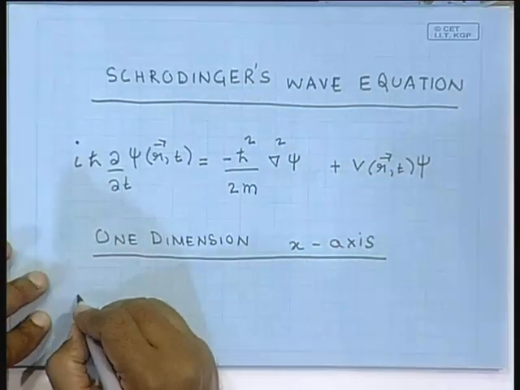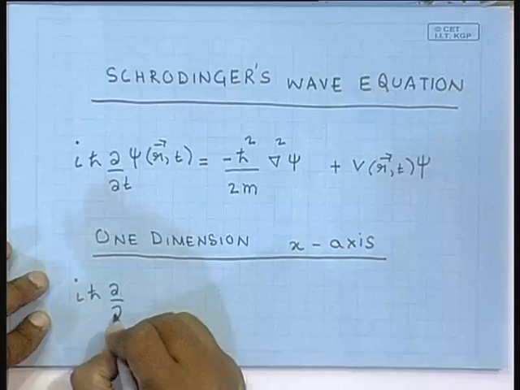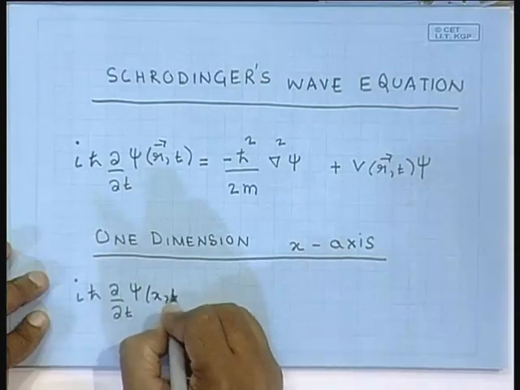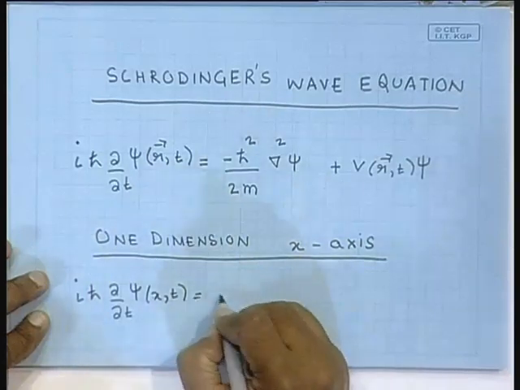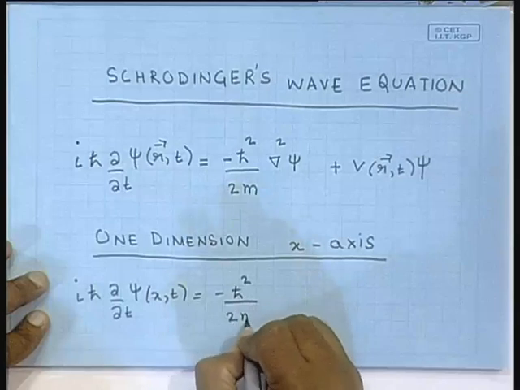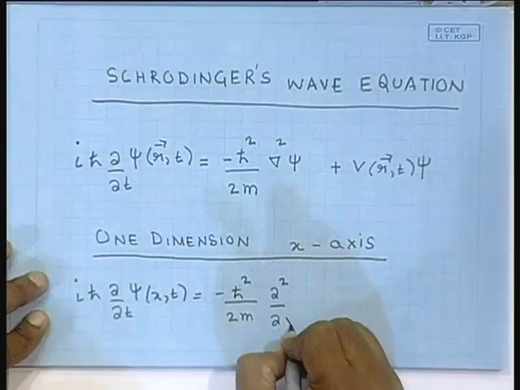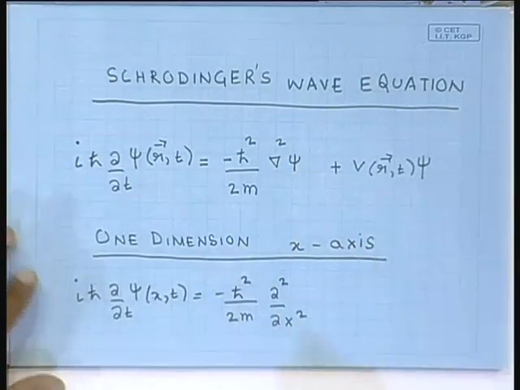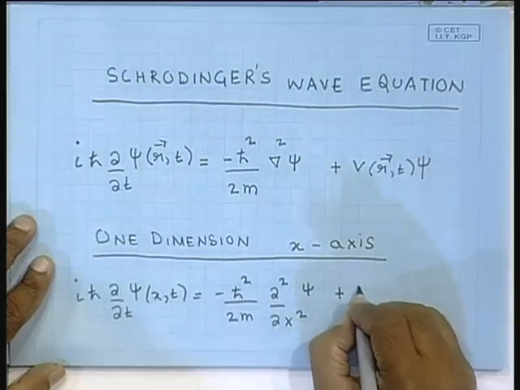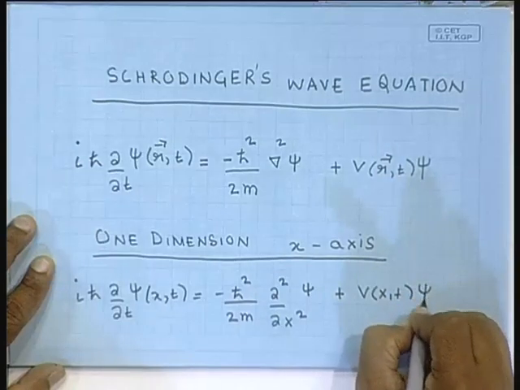So, the equation now becomes i h cross del by del t psi, which is now a function of x and t, is equal to minus h cross square by 2m, the second partial derivative with respect to x, plus V, which could now be a function of x and t, into psi.